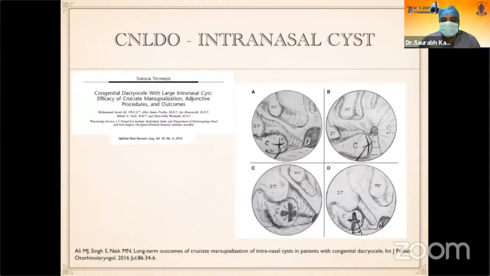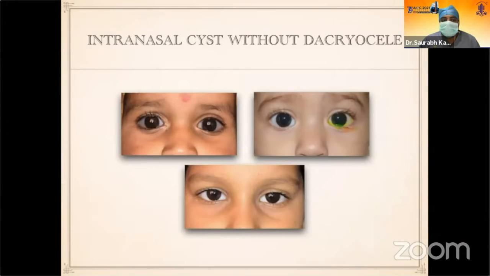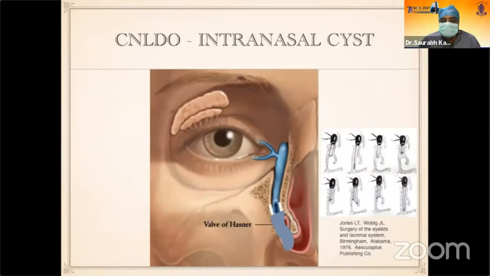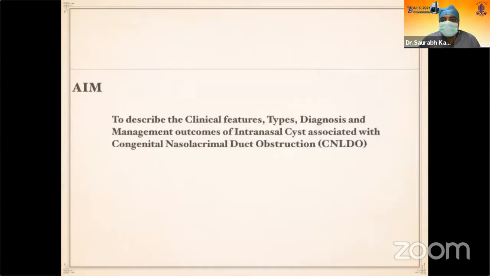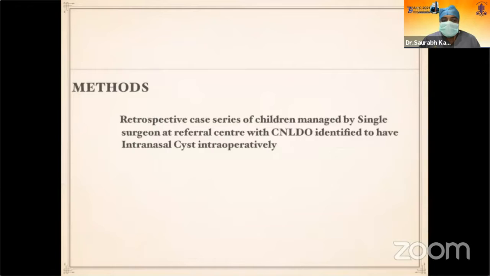The larger cysts have been described in the literature and their management has been well documented. But what about these cases of intranasal cysts without the dacryoceles? These cases occur because of a congenital malformation at the lower NLD, which leads to the formation of intranasal cyst. So the purpose is to describe the clinical features, diagnosis and management outcomes of these intranasal cysts.